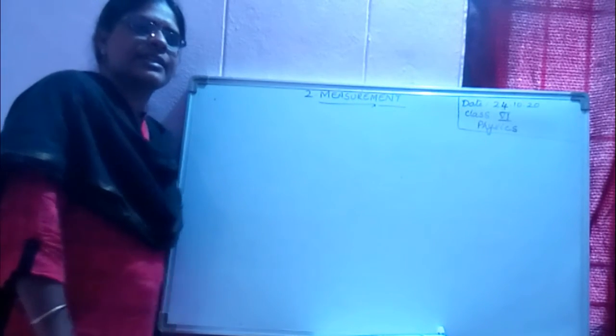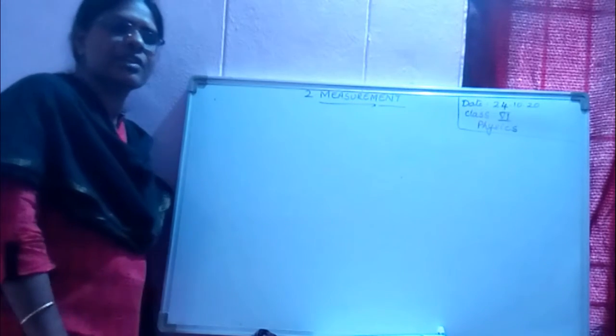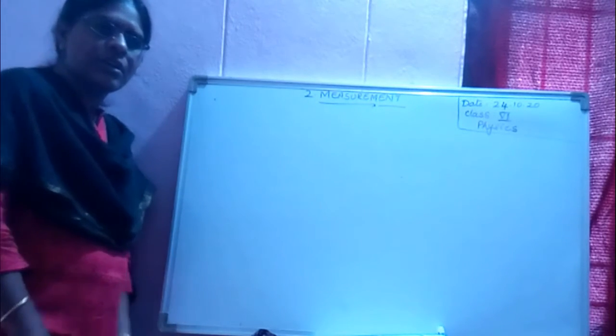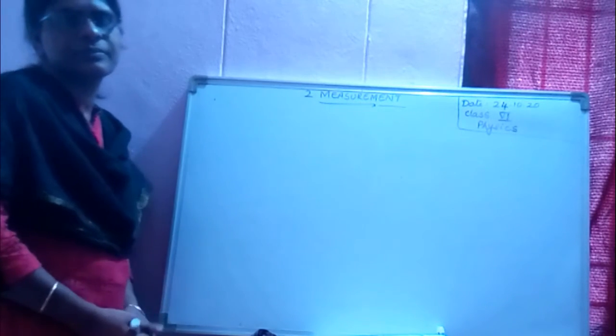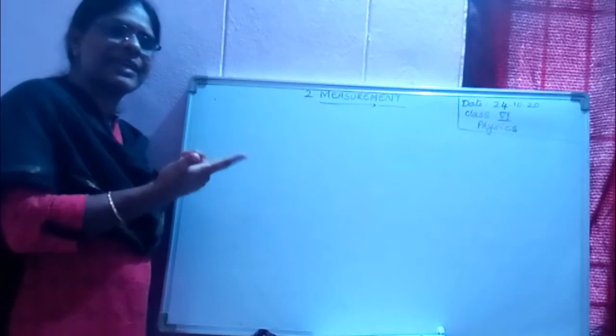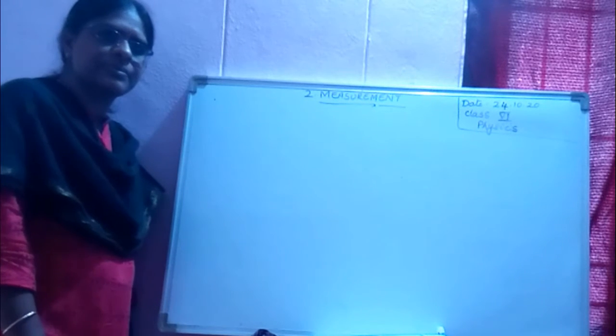In the last classes, we have studied different systems of units. There are three systems of units. We have studied them to measure physical quantities. What are those three systems? Just recall them. Those are the FPS system, MKS system, and CGS system. Okay.